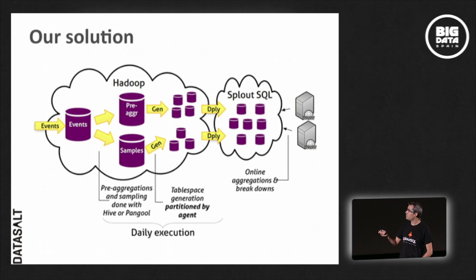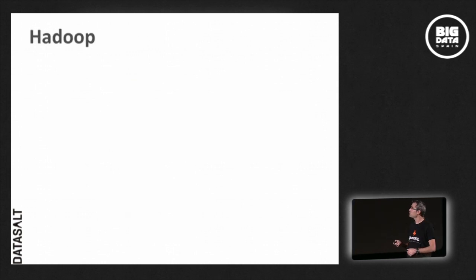Here we are doing the sampling and the pre-aggregations, and we are updating the view. And here we have the view of the last execution, and we can run queries here for performing online aggregations and breakdowns and different kinds of queries. So let's talk individually about one of these parts.